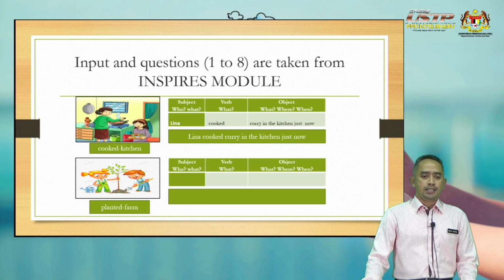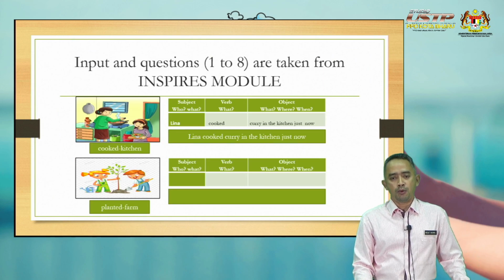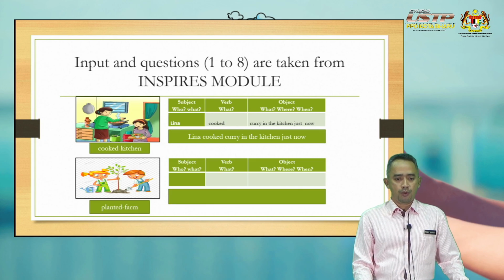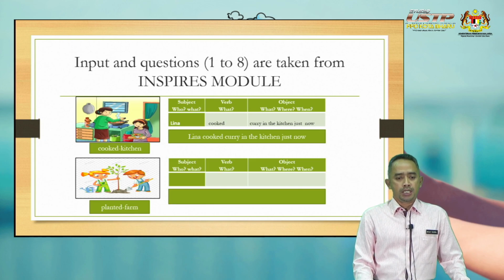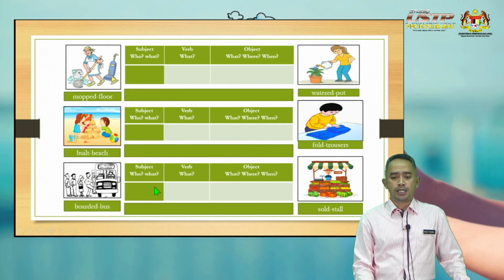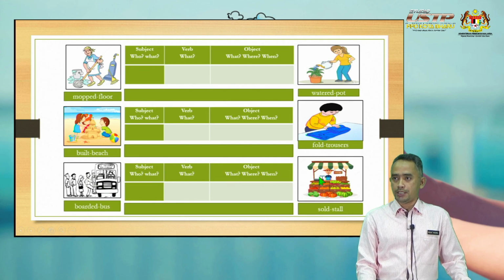Okay. Here are some input and question. Number 1 to number 8. Okay. These are taken from the Inspires module. Okay. We have here picture number 1 and number 2. Okay. And then here we have number 3. Number 4, number 5, number 6, number 7, and lastly, number 8. Okay?